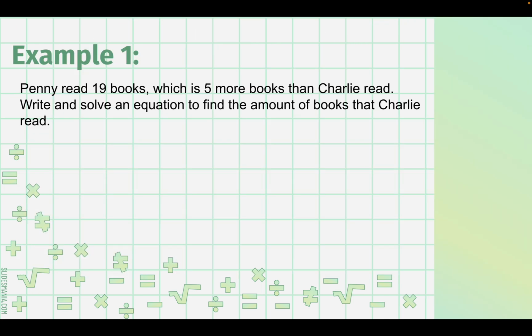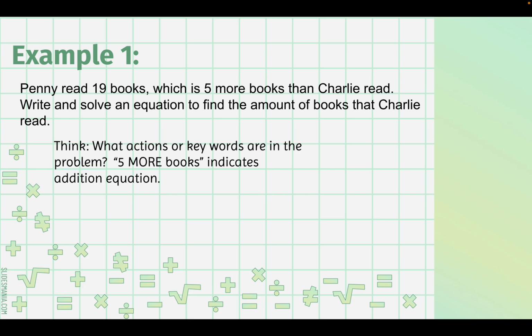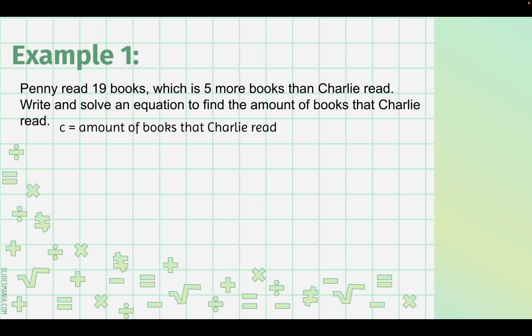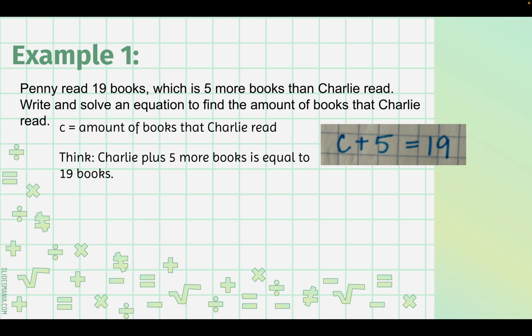Penny read 19 books, which is 5 more books than Charlie read. Write and solve an equation to find the amount of books that Charlie read. So you should think, what actions or keywords are in this problem? 5 more books indicates an addition equation should be used. We're going to let C equal the amount of books that Charlie read. We're going to think, Charlie plus 5 more books is equal to 19 books. So when we write that equation, it will look like C plus 5 equals 19.